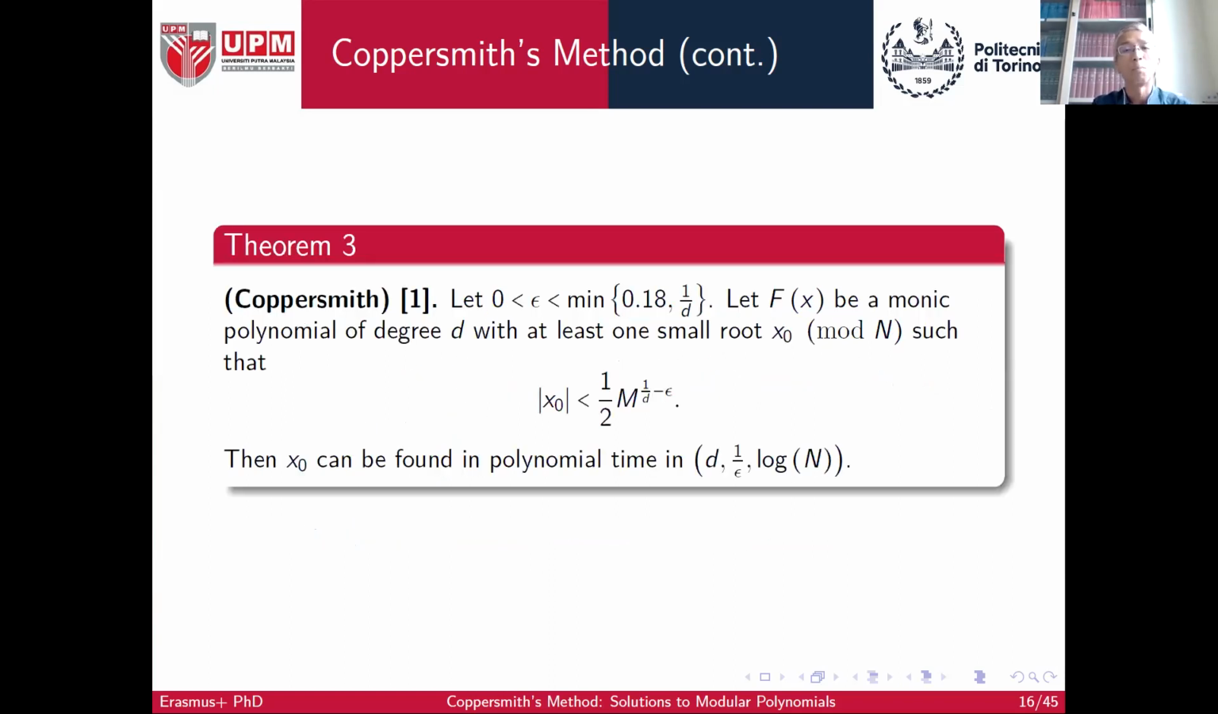Once we understand how these two strategies work in the full Coppersmith method, we can look at the theorem proposed by Coppersmith, which says: let epsilon be bounded between 0 and the minimum of 0.18 and 1 over d. This condition comes from the proof later on. Let f(x) be a monic polynomial of degree d with at least one small root x0 modulo n, such that this condition is satisfied. Then this x0 can be found in polynomial time.